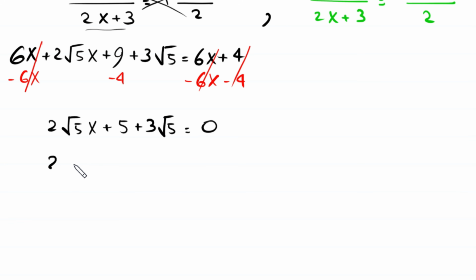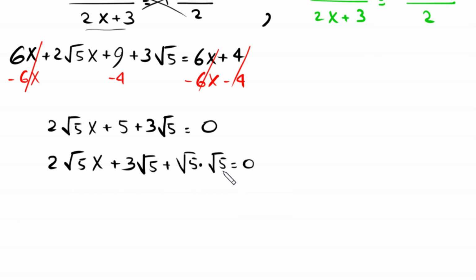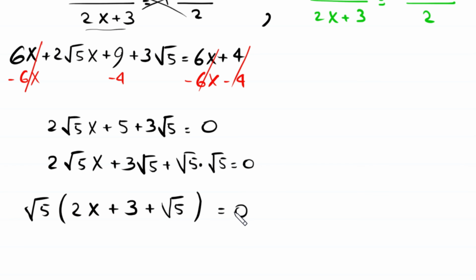Rearrange these terms. This becomes 2 times root 5 times x plus 3 times root 5 plus 5, and 5 can be written as root 5 times root 5, equal to 0. We can factor out root 5. In brackets, 2x plus 3 plus root 5 equal to 0. If we divide both sides by root 5, this cancels out, and move these two terms to the right hand side, divide by 2, this becomes x equal to negative 3 minus root 5 divided by 2.